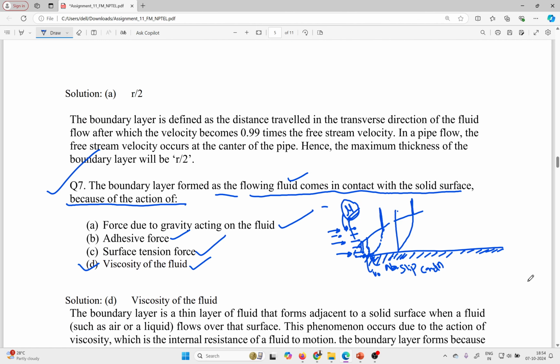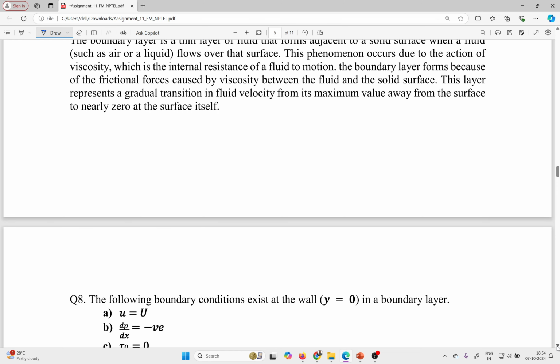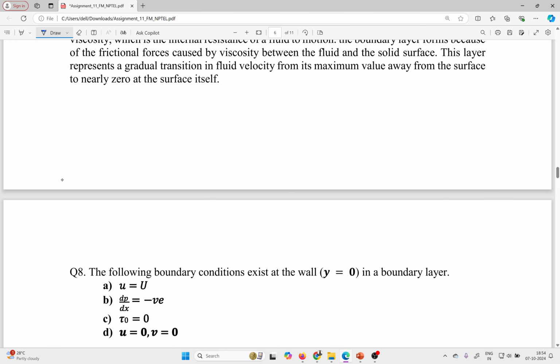Next question, we'll talk about question number 8. Question number 8 is: the following boundary condition exists at the wall in the boundary layer. If A is equal to U, if dp by dx is negative, if tau is equal to 0, if u is equal to 0, v is equal to 0. Which option is correct please?